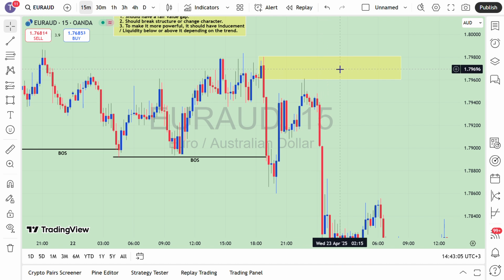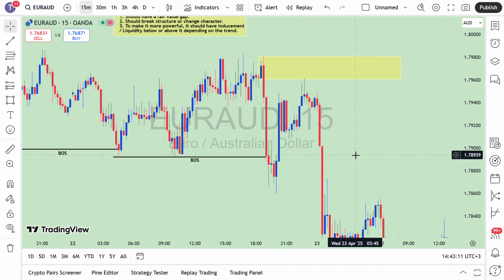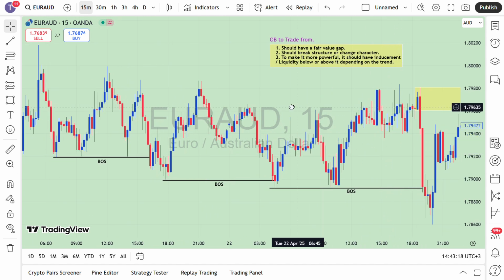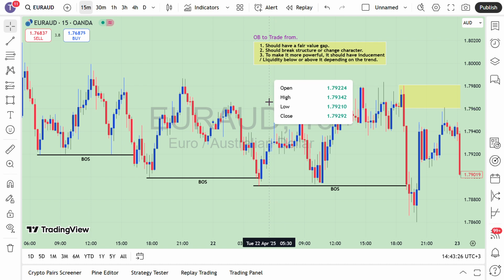So after the market tapped into this zone, the market rallied straight to break another structure. That's how you get very very good order blocks to trade from. It's a very very clear strategy. It is SMC, pure SMC. So if you understand these things, you are good to go.